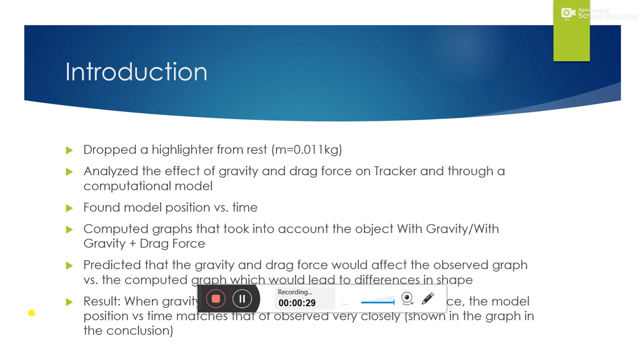I predicted that the graph with the gravity and drag force would affect the observed graph versus the computer graph, which would lead to differences in shape. For my overall results, I found that when the gravity and drag force were taken into account, the model for the position versus time matched the observed very closely, which is shown in the graph in the conclusion.